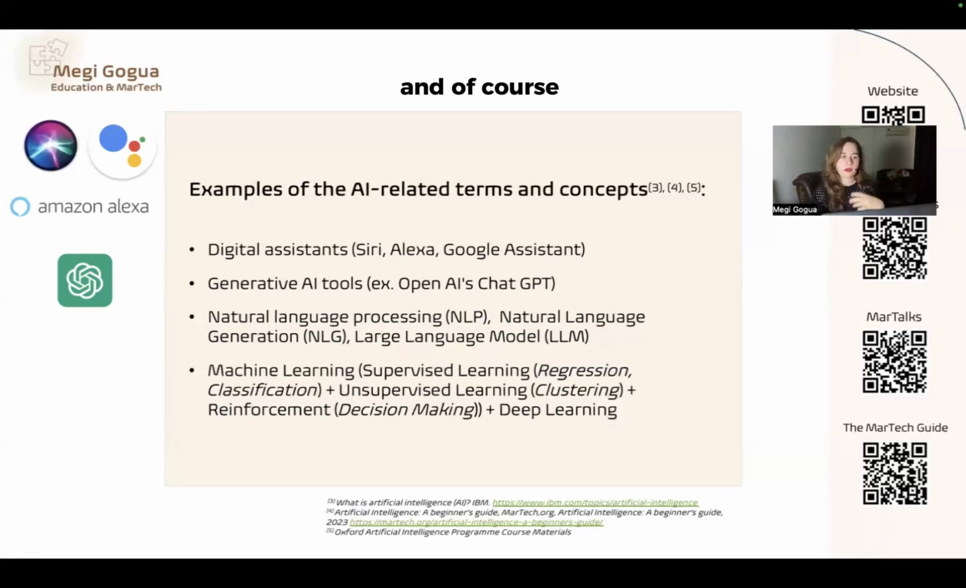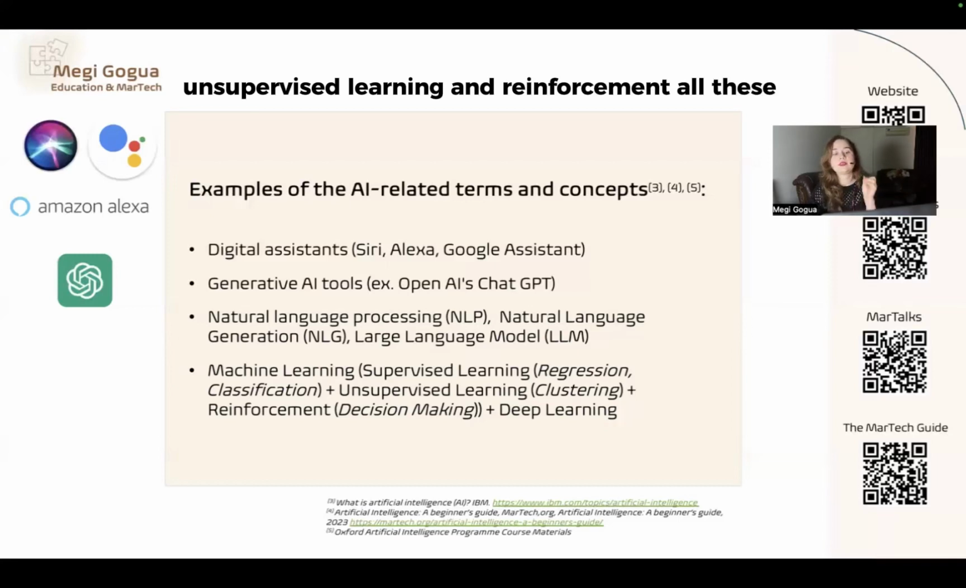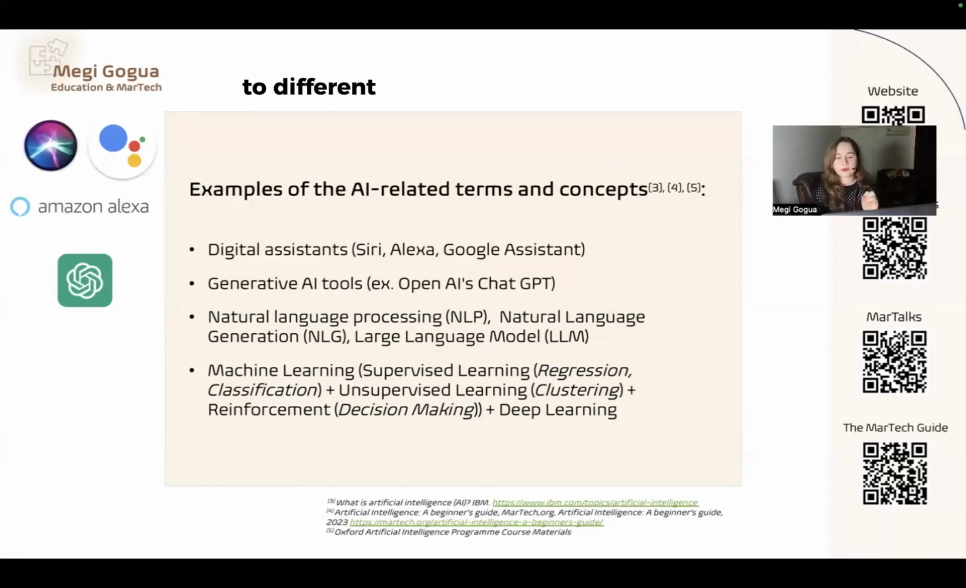And of course, there are additionally two terms associated with artificial intelligence, and artificial intelligence is an umbrella term for these two. So we have machine learning, and we also have deep learning. And machine learning can also be broken down into supervised learning, unsupervised learning, and reinforcement. All these three categories, to different extents, are used in marketing. If you're interested in learning a little bit more detail, please leave me a comment and I'll dedicate an additional short online lecture to that.